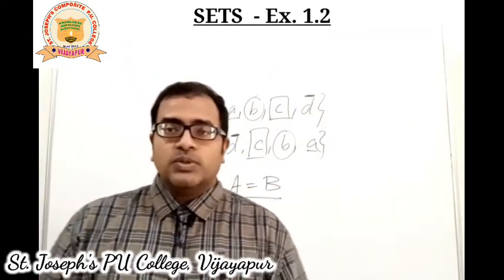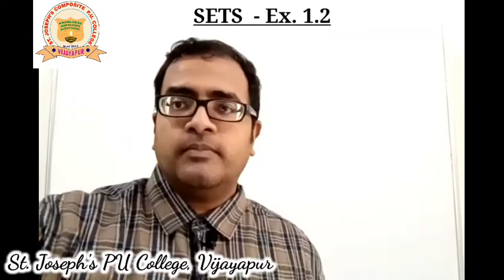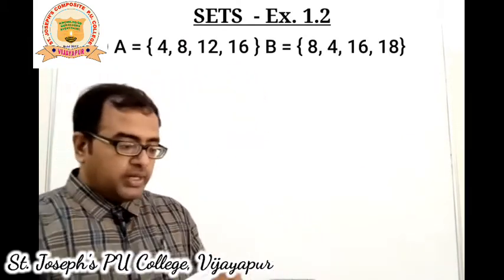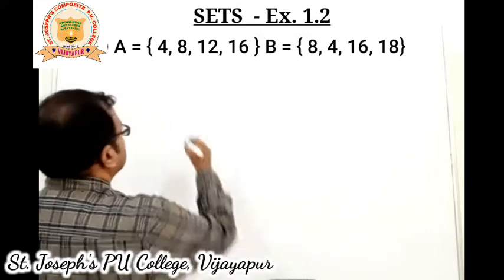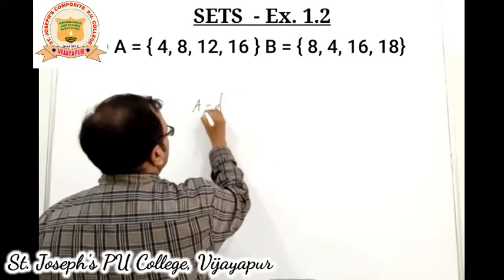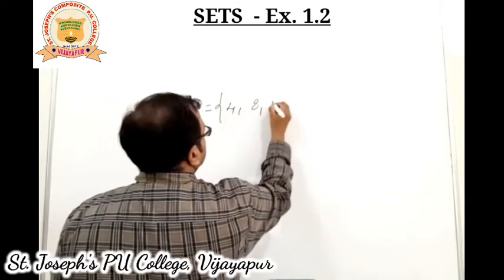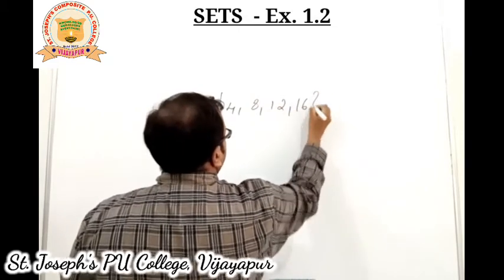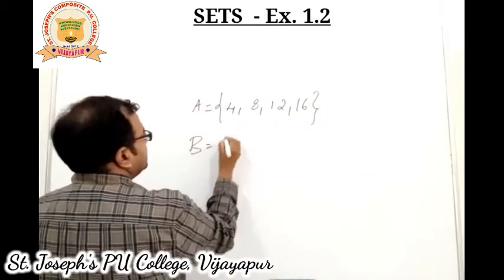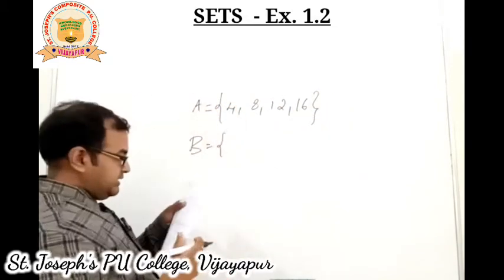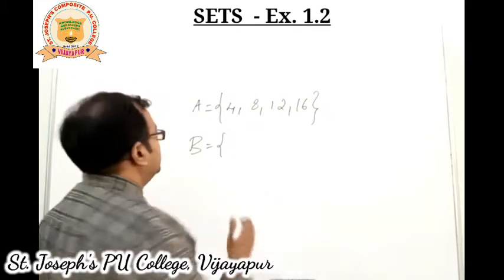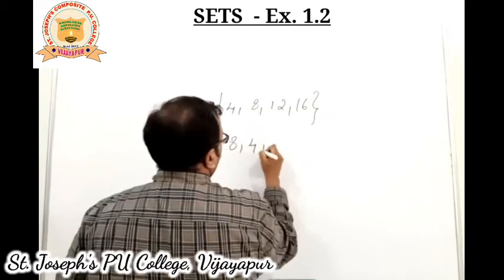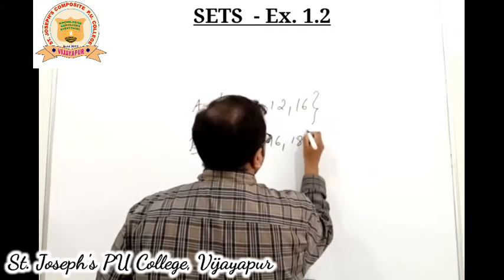Now, let us go to sub question 2. A is equal to 4, 8, 12, 16, and B is equal to 8, 4, 16, 18.